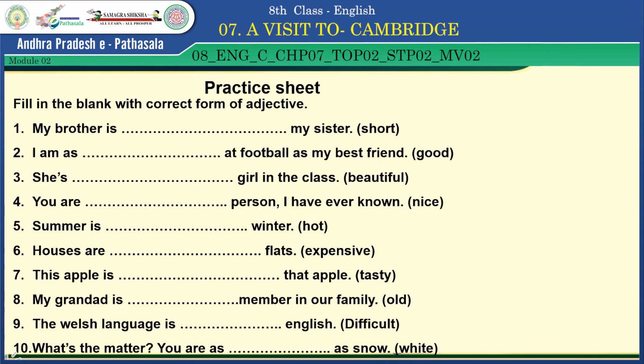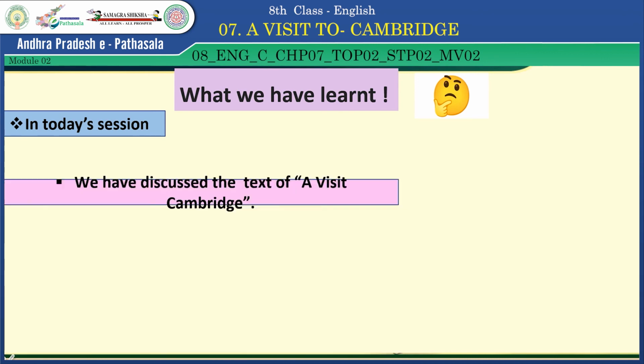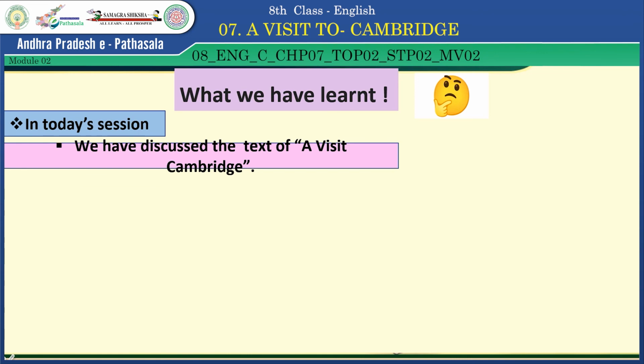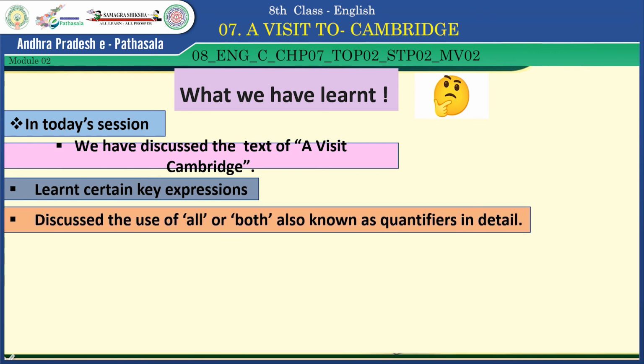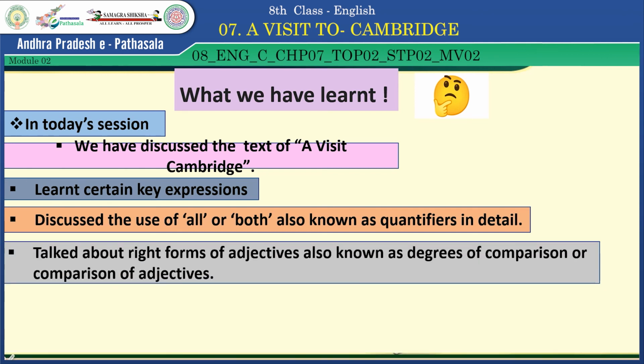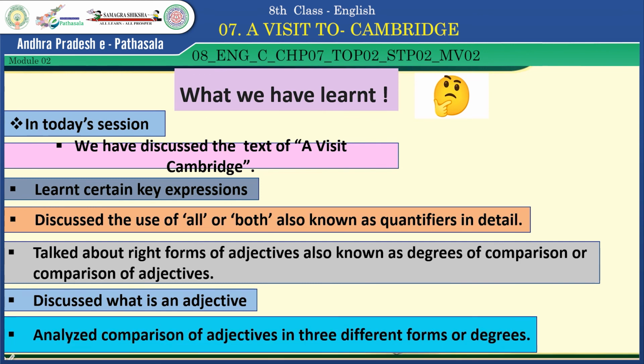Children, let's see what we have learned in today's session. We have discussed the text of A Visit to Cambridge, learned certain key expressions, discussed the use of all or both, also known as quantifiers, in detail, talked about right forms of adjectives, also known as degrees of comparison or comparison of adjectives, discussed what is an adjective, analyzed comparison of adjectives in three different forms or degrees.